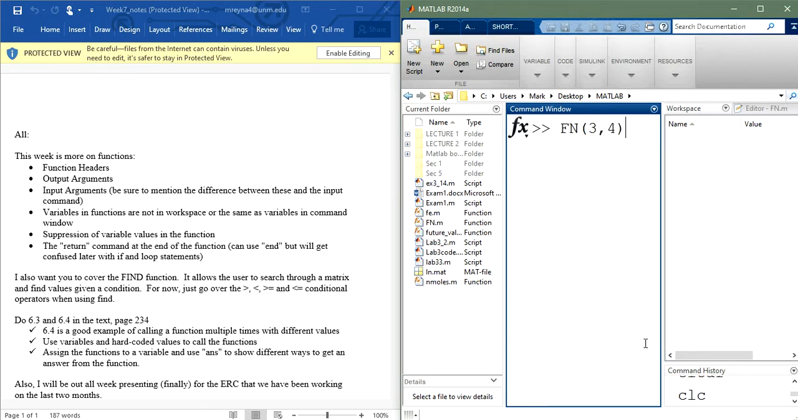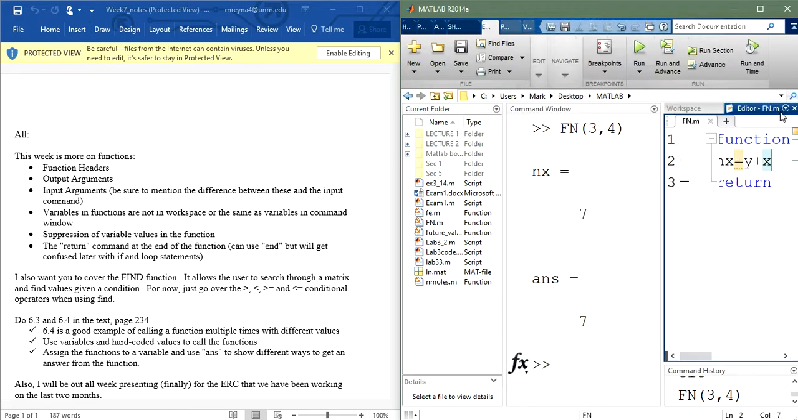And then I'll run fn of 3 4. 3 plus 4 is 7. And you see that our workspace ans pops up. That's our default variable, but nx does not. That's considered local to this function that we named fn, or just fn.